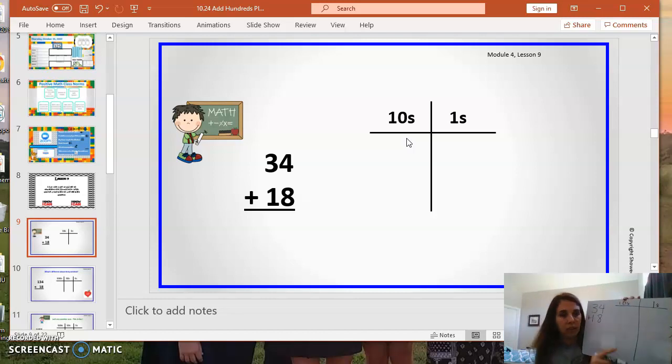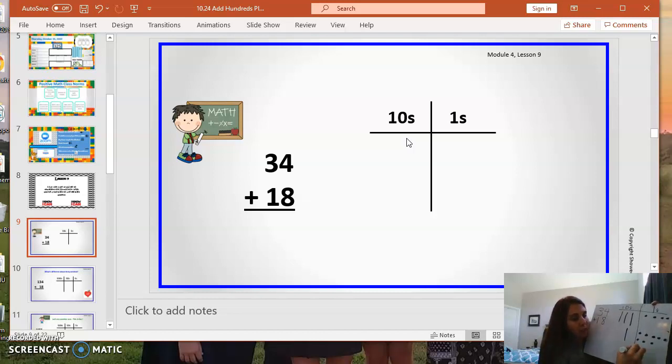And then what we will do is I'll put 3 tens and 4 in the ones. Then I will put 1 for the number 18. I will put 1 in my tens and 8 in my ones. 1, 2, 3, 4, 5, 6, 7, 8. Now I look at my ones place and I count up until I find a group of 10. I see how many ones I have. I have 1, 2, 3, 4, 5, 6, 7, 8, 9, 10, 11, 12 ones.